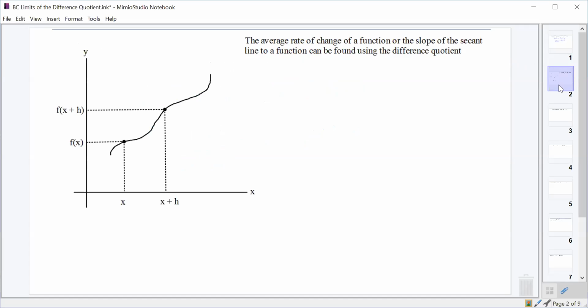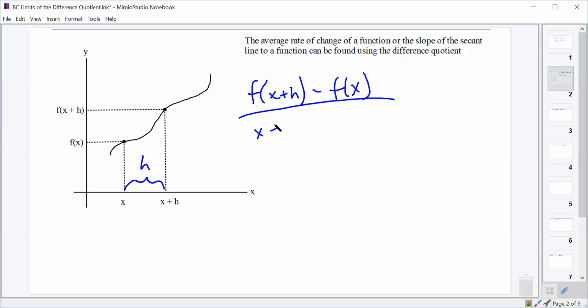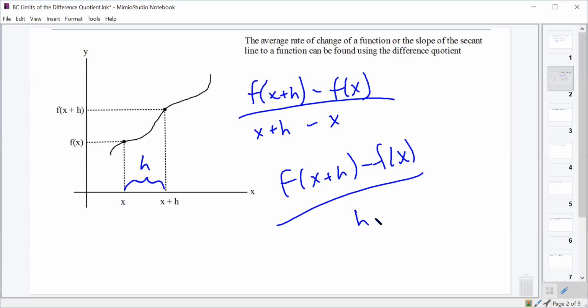The difference quotient is f of x plus h minus f of x all over h. Right? So if we have 2 points on a function and we're looking for the average rate between them, and this point is x, f of x, and this distance here is h, then that would make this other point x plus h and f of x plus h. And so the average rate of change between the two would be f of x plus h minus f of x all over x plus h minus x, or just f of x plus h minus f of x all over h.